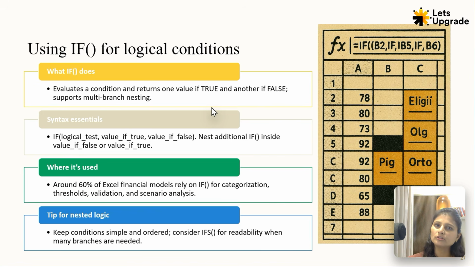You can even support multiple branches over here, that is, nesting your formulas with each other. It just needs three arguments: your logical test, value if true and value if false. So if you want to add more criteria, you can add one more IF within that true or false part depending on the requirements you have. I can say that 60% of financial modeling will be dependent on this IF.